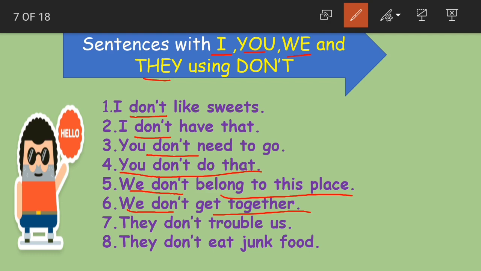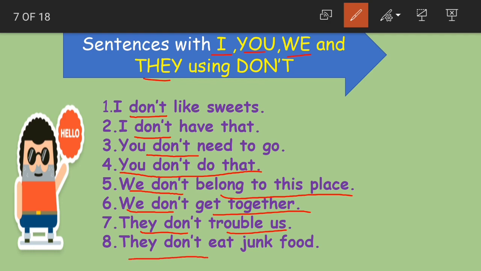Okay, so that is, we don't get together. How do you say it? We don't get together. Okay. Now the seventh one: they don't trouble us. They don't trouble us, in the sense that if somebody tells that they don't trouble you, then they don't trouble us.